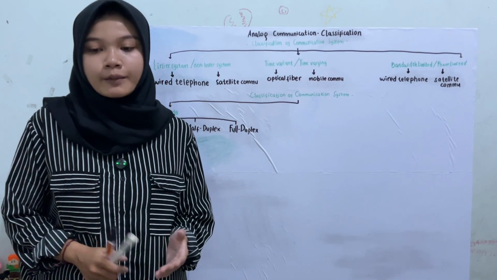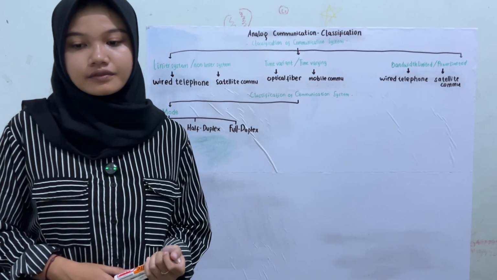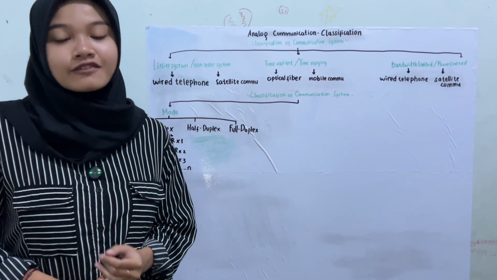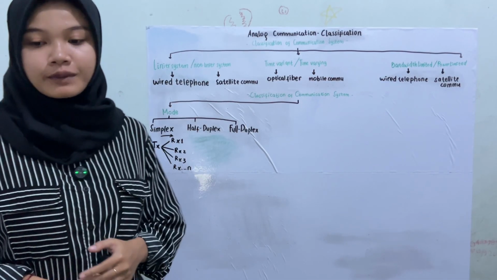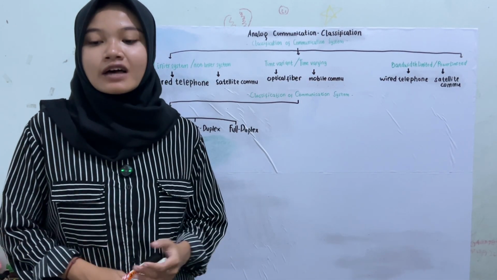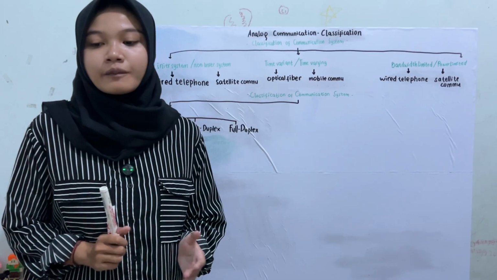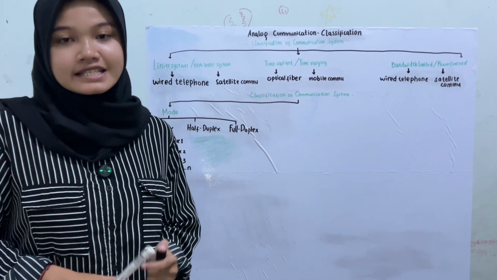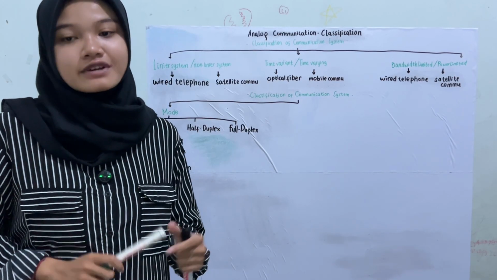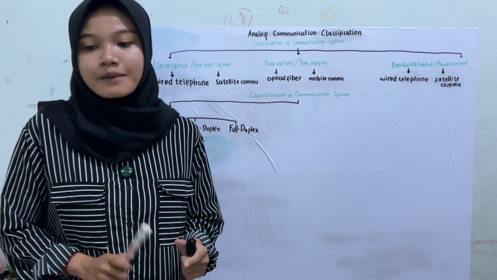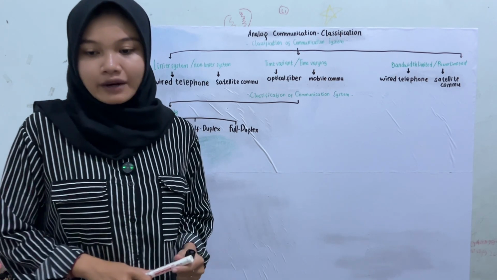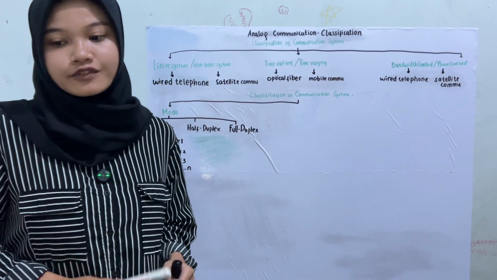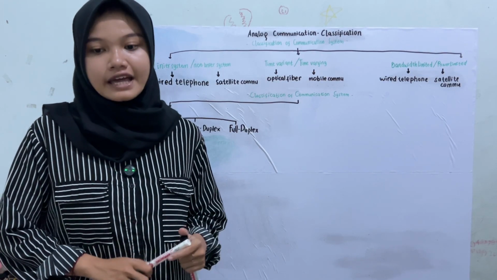The first two-way communication mode is called half duplex. A half duplex communication system allows information to flow in both directions but not at the same time. This means both users can send and receive information, but they must take turns. When one person is transmitting, the other person must wait until the transmission is finished before replying.